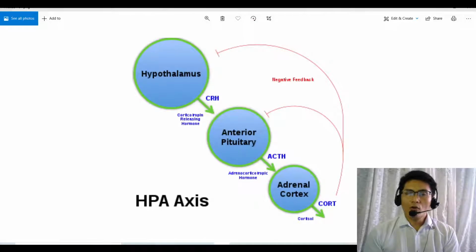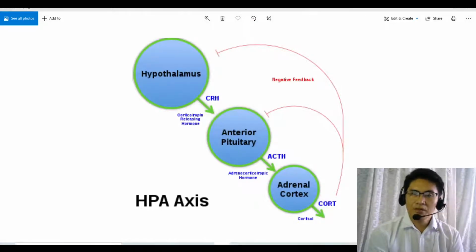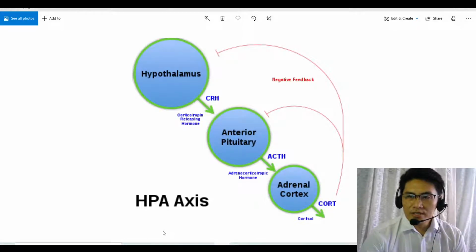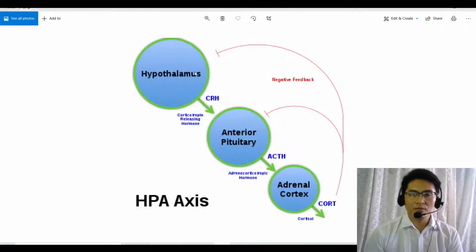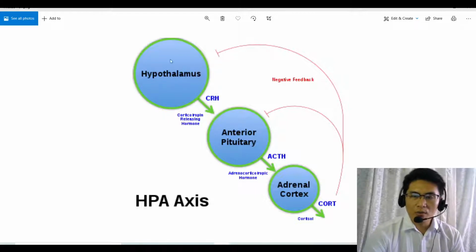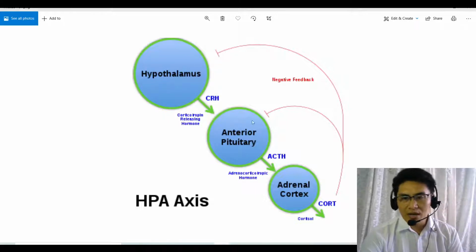In this video, we are going to be looking at the HPA axis. So, what is the HPA axis? Basically, the HPA axis is a coordinated function between the nervous system and the endocrine system. For the nervous system, the player here is the hypothalamus, right? The hypothalamus is a part of the brainstem. The hypothalamus is the one that would control the pituitary, which is the master gland of the endocrine system.